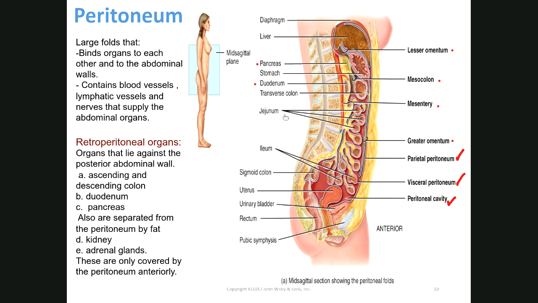When we think of the retroperitoneal organs, these are organs that lie up against the posterior abdominal wall. That includes the ascending and descending colon of the large intestine, the duodenum of the small intestine, and the pancreas. These organs are only covered by the peritoneum anteriorly and not posteriorly. On this image, we can see the parietal peritoneum, which lines the walls of the abdominal pelvic cavity. The visceral peritoneum is right on the organs themselves, and the peritoneal cavity is the space in between.